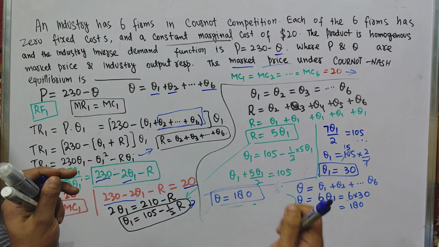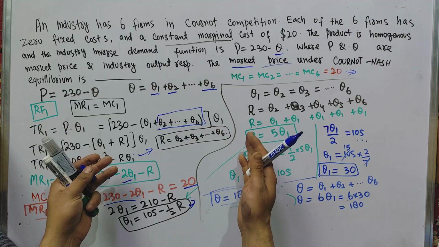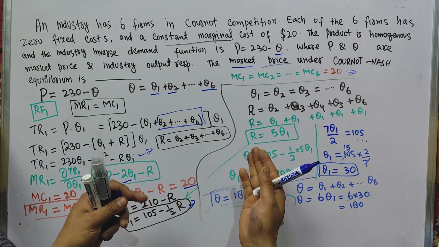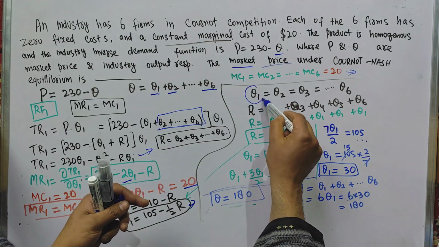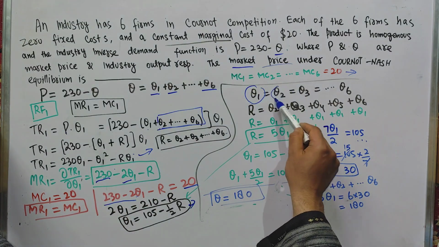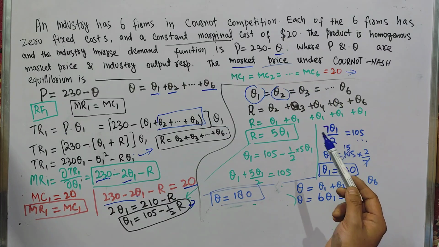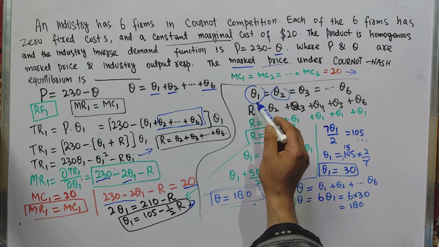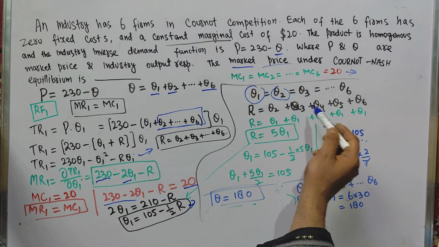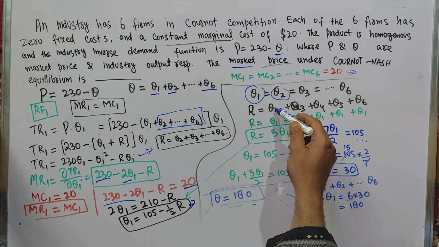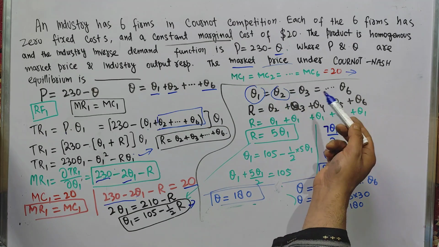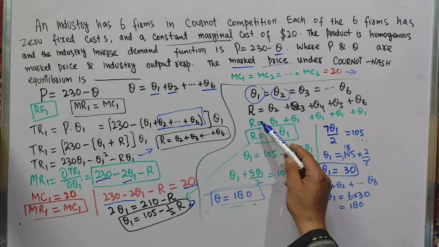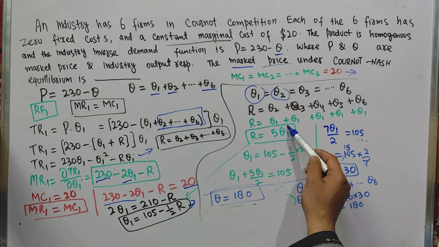Now we know that we have symmetric costs, a constant marginal cost for each of the 6 firms. That means the output produced by firm 1 will be equal to the output produced by firm 2, and equal to the output produced by all other firms. And what is R? R is equal to Q2 plus Q3 up to Q6. In place of Q2 we write Q1 since they are the same, and similarly up to Q6. When we add these, we get R equal to 5 times Q1.